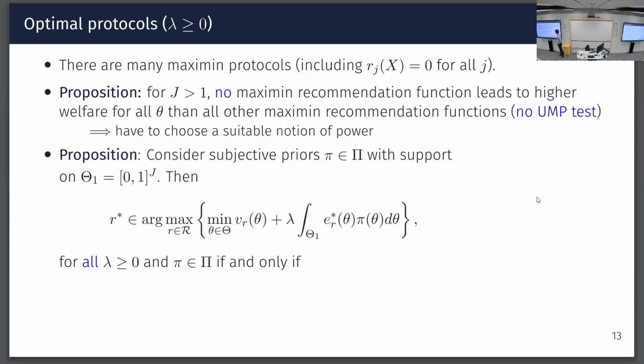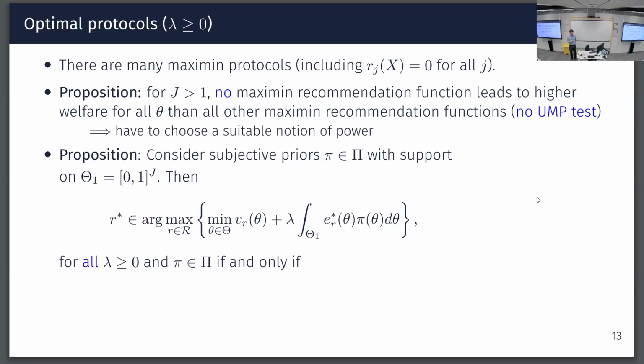And so what we're going to say, okay, so one way to think about the refinement of this class of max-min protocols is to say, suppose that we're going to restrict pi, so the subjective prior, to be in a class of priors with support over the positive orthant. So we're going to say, okay, let's just take this pi to be positive over the orthant taking values from 0, 1.